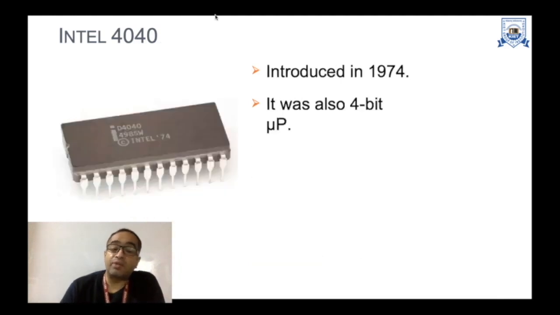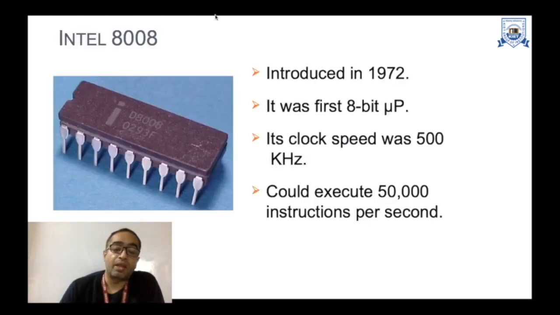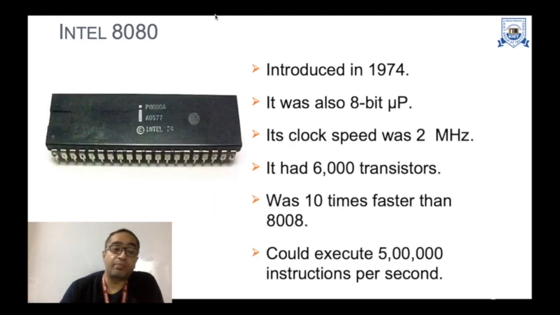Then in 1974, Intel introduced one more microprocessor and named it the 4040. Again, it was also a 4-bit microprocessor. Then coming to 8-bit microprocessors. In 1972, Intel introduced the 8008. It was the first 8-bit microprocessor, with a clock speed of 500 kilohertz, and it could execute 50,000 instructions per second. Far better than the 4-bit variant.